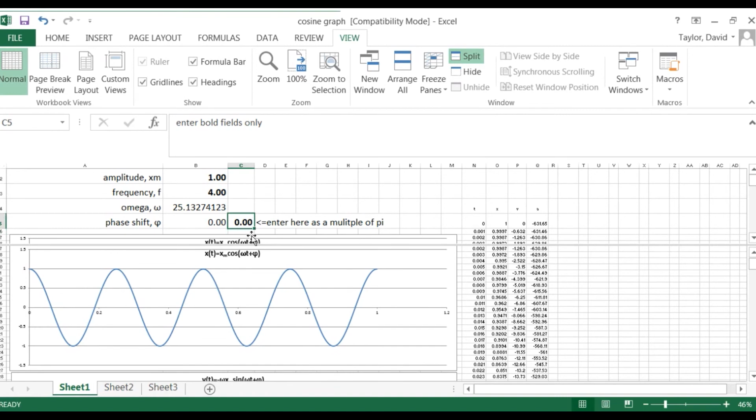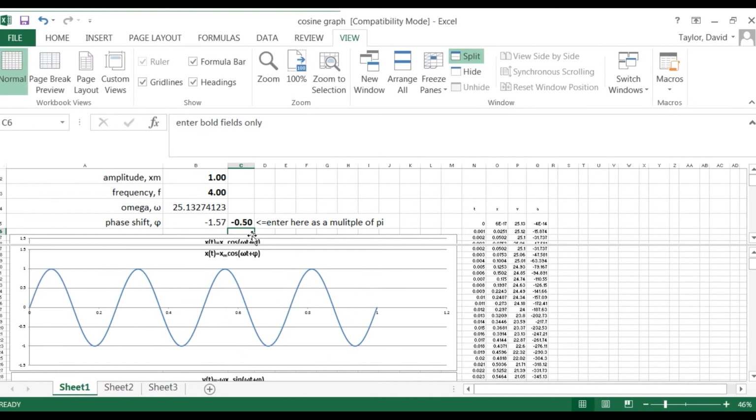So let's put in a negative 1/2 multiple of pi. In other words, a negative 1/4 of a full cycle, 1/4 of 2 pi. And when I enter that, you can see it looks like it shifted to the right by 1/4 of a complete cycle.